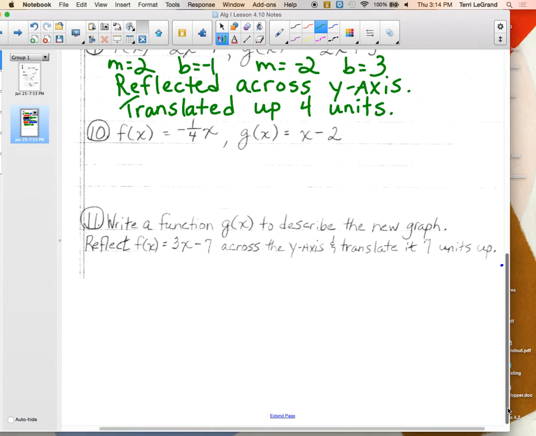Let's look at the number 10 here. We have M equals -1/4 and B equals 0. M equals +1 and B equals -2. Okay, where do you want to start? What happened? Let's start with the translation. Was there a translation? Yeah. Okay, because the y-intercepts are different, aren't they? Okay, so what did it do? Down. Translated down.